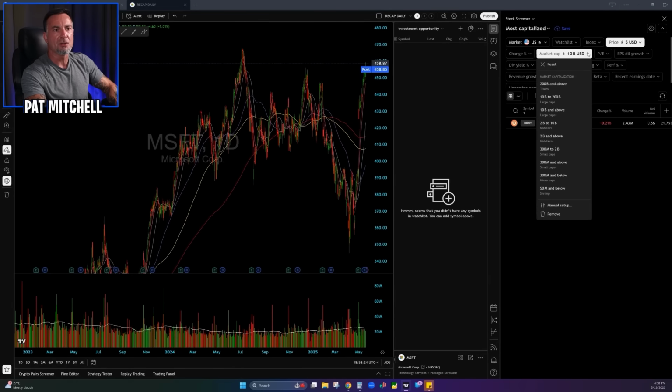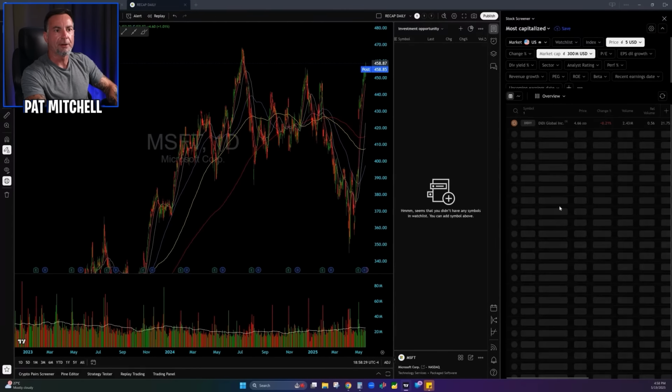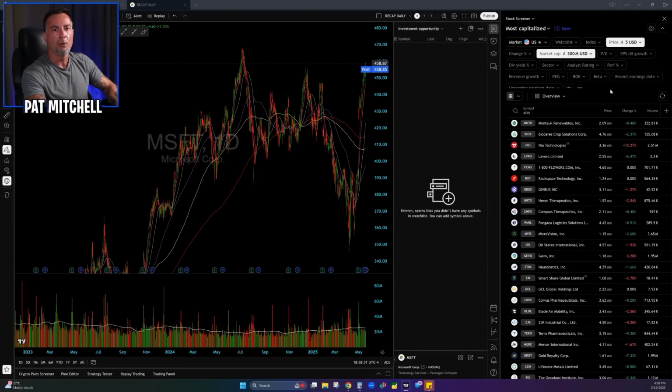Oh, we do need to screen for market cap. So we need 300 million and below because we want something that is going to move for us. We also need to keep in mind the price of the stock is going to be pretty relative to your market cap. And the market cap, your market capitalization, is essentially the worth of the company. That's all that means. Don't get tied up too much on these. We're going to keep this really, really simple for you.